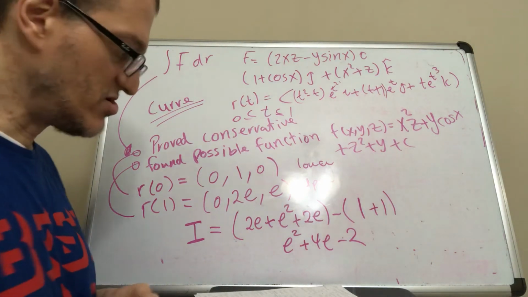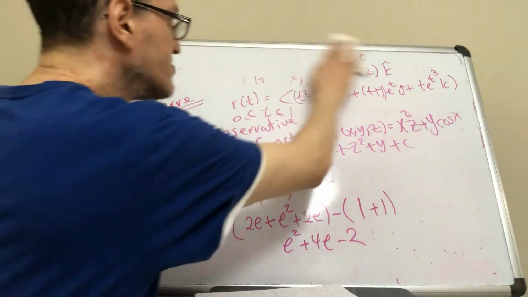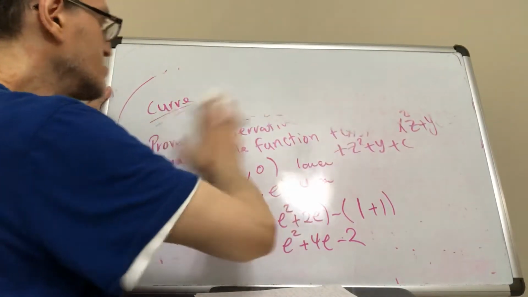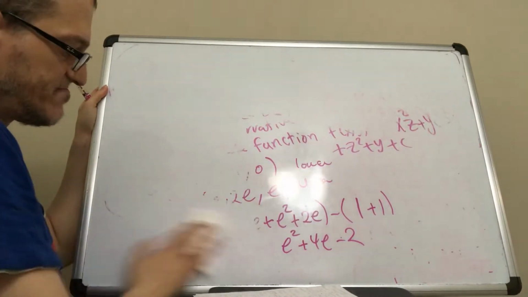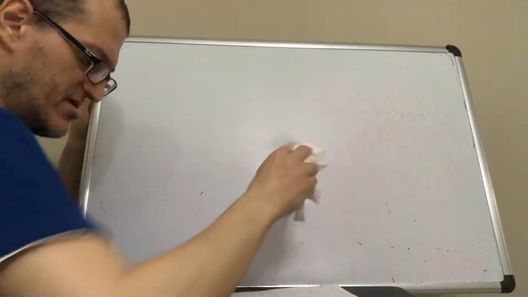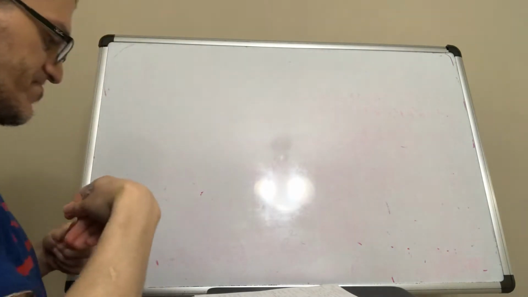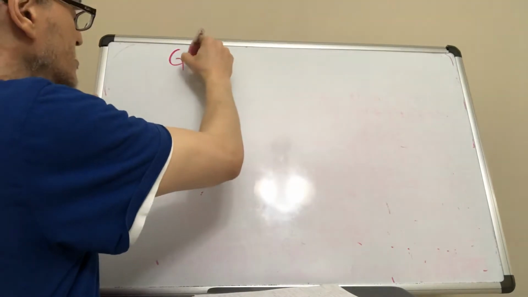Okay, we'll do the last part. So we need to evaluate the integral, but using Green's theorem. So you need to evaluate the integral. This is the idea of Green.